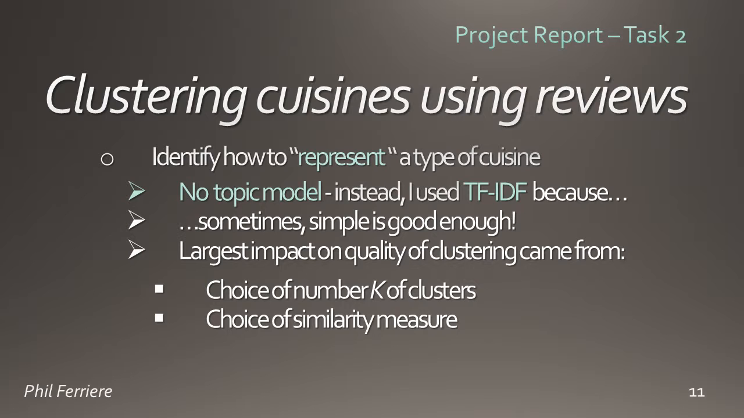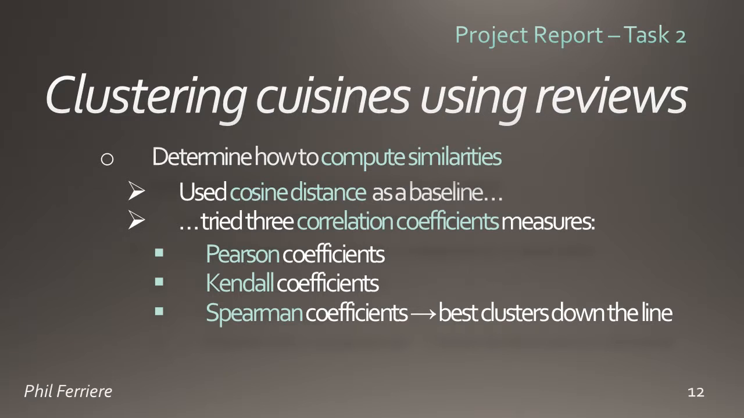It was much faster than topic modeling and gave me very good results. To be fair, the quality of the clusters generated depended more on the choice of similarity measure and the starting number of clusters than the text model used. To compute similarities between cuisines, I decided to use the cosine distance as a baseline and then experimented with 3 measures of correlation, namely Pearson, Kendall, and Spearman coefficients. In the end, I decided to use Spearman coefficients because in the last part of this assignment, they yielded more meaningful results when clustering cuisines.